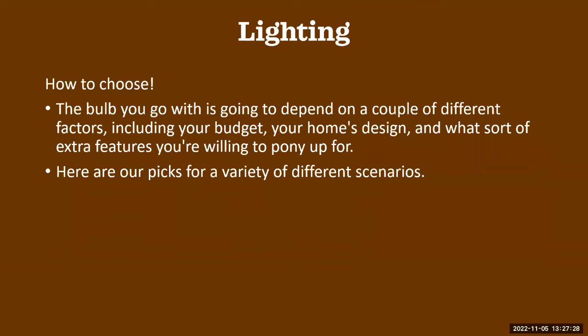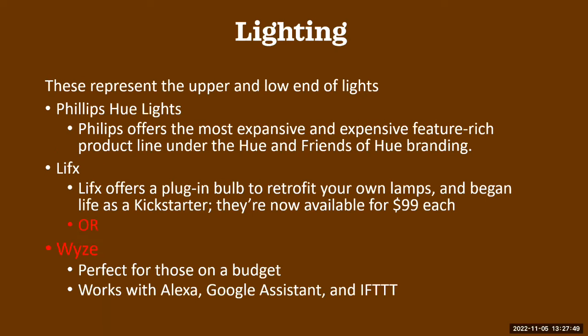And so when you're choosing lighting, the bulb you go with is going to depend on a couple different factors, including your budget, the design of your home, and what sort of extra features you're willing to pony up for. So here are some of the different scenarios that you can consider. These represent the upper and lower end of lights. The Hue lights are probably the most expensive, but they also are feature rich, with Hue and Friends giving you all kinds of suggestions, and the Hue branding, of course.